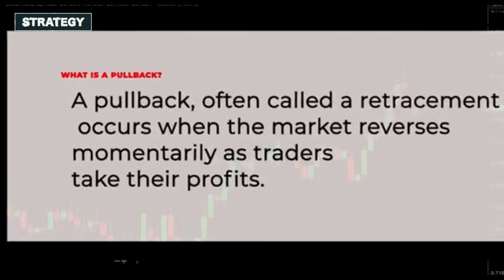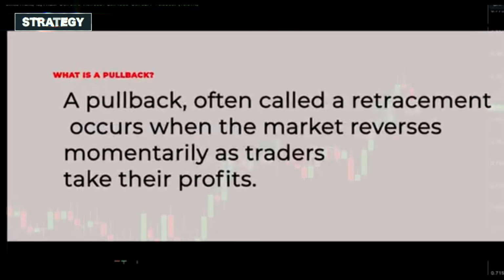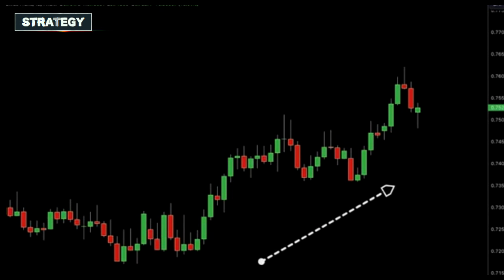A pullback, often called a retracement, occurs when the market reverses momentarily as traders take their profits. Let me illustrate this with an example. The market is trending upward. As traders begin to cash in their profits, the market starts moving downward, creating a pullback.